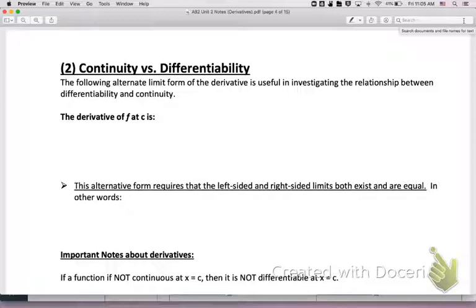And that alternate definition is f prime of a is equal to the limit as x approaches a of f of x minus f of a over x minus a. Notice that this is just the slope formula between the points with x coordinate x and x coordinate a. So we have the points (x, f of x) and (a, f of a). Those are the 2 points we're finding the slope between.